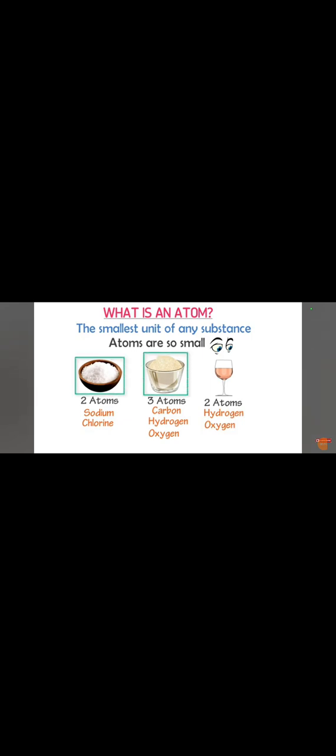For example, table salt. It is made up of 2 different atoms, sodium and chlorine. Thus, 2 different atoms, sodium and chlorine, combine together and form table salt. Sugar is another matter. It is made up of 3 different atoms: carbon, hydrogen, and oxygen. Water is also matter. It is made up of 2 different atoms, hydrogen and oxygen. Thus, different substances like table salt, sugar, and water are made up of different atoms.